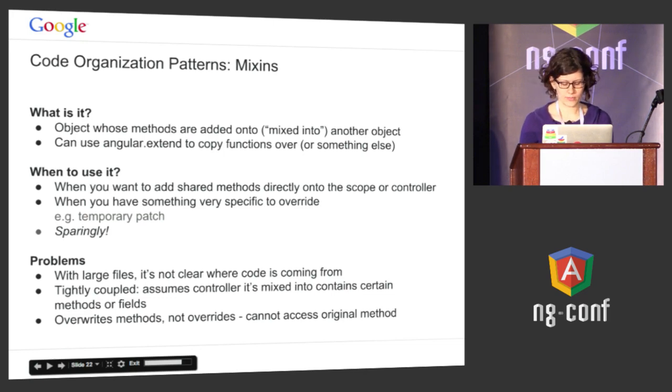For example, we do it with patching certain functions temporarily. But we found that you should use it sparingly. It's very easy for it to get out of hand. The problem with mixins is that with very large files, it's not clear where the code is coming from. Mixins are very tightly coupled to the controllers they're mixed into because it assumes that the controller contains certain methods or fields. And when you overwrite a method with the mixin, you actually completely overwrite it. You can't access the original.